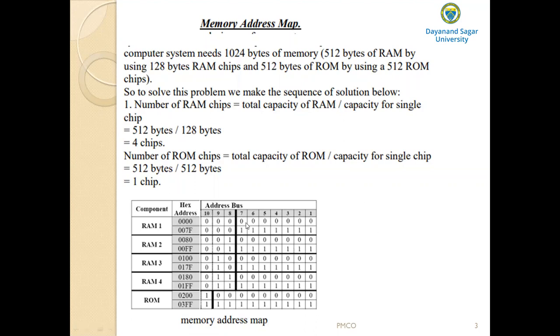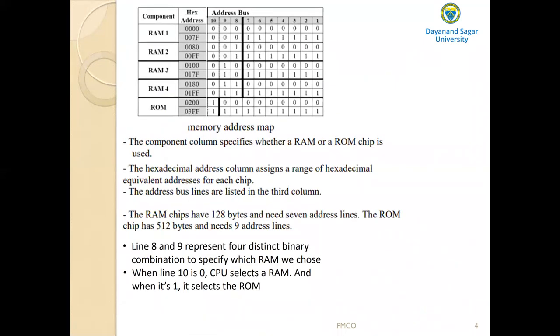If you observe this diagram now, the bottom diagram, this is the memory address map table. What do these columns specify in the table? This is the component column. The component column specifies whether a RAM or RAM chip is used. How many RAM chips do we need? 4 RAMs: RAM 1, RAM 2, RAM 3, RAM 4.